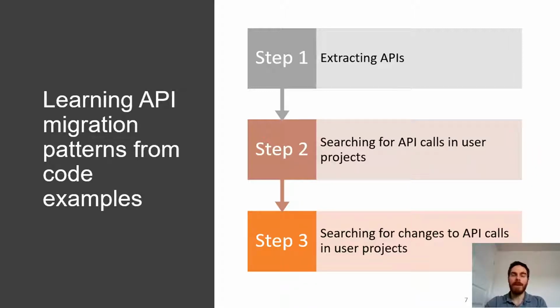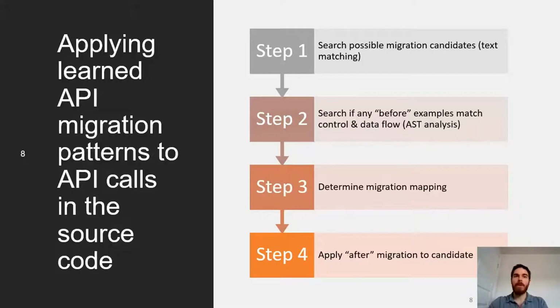Once you have a list of the existing APIs, the API methods and classes, then you can search for API calls in user projects, for example, on GitHub. And then if you identify API calls in these projects, you can search for changes to these API calls in the user projects to see if they've migrated them. If they have, you can save a before and after snapshot of each of them, and that can then be used to help users.